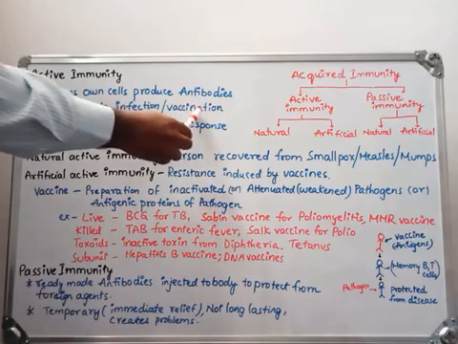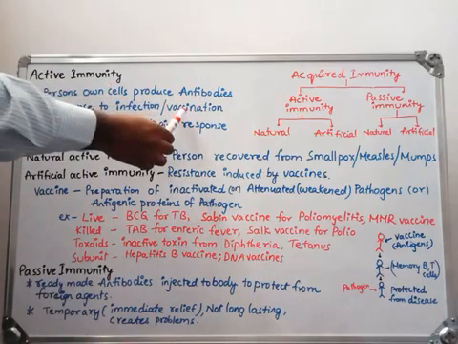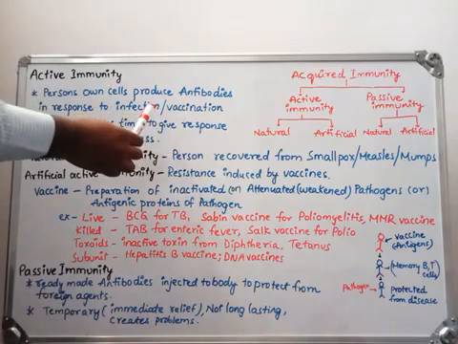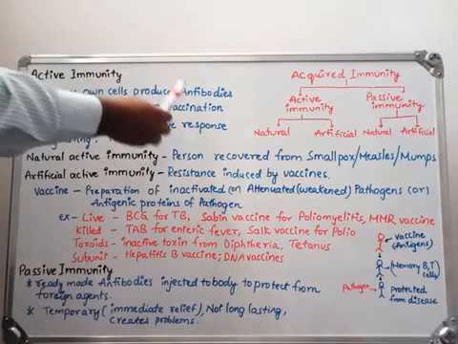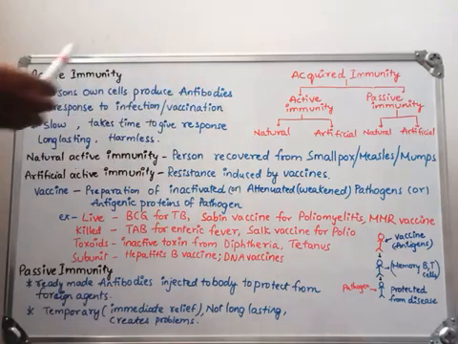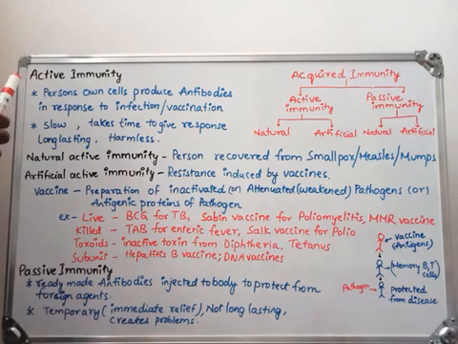And what is a vaccination again? A vaccine is introduced into the body which elicits the production of antibodies. Such kind of immunity is called an active immunity again.